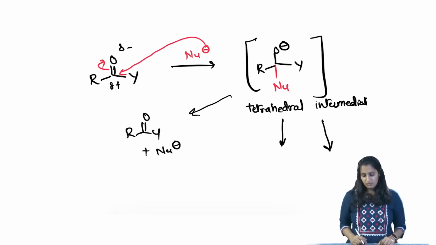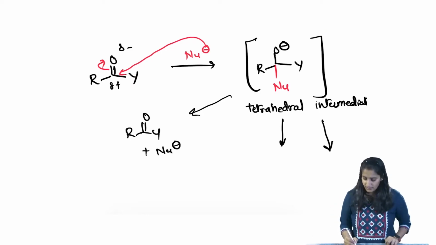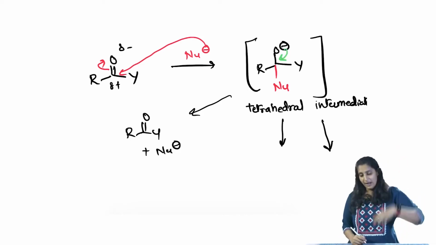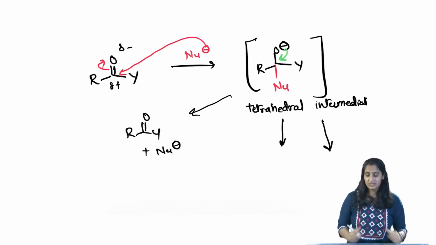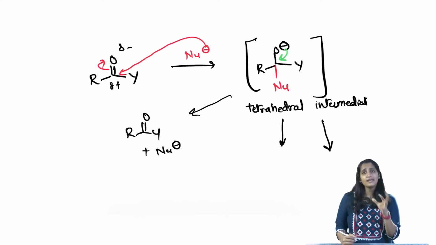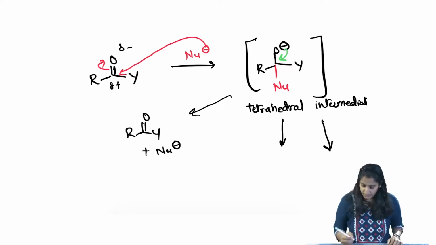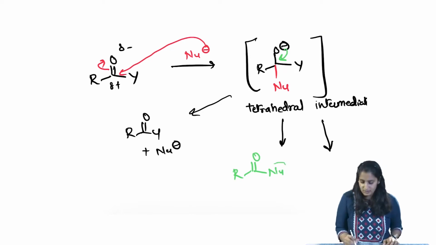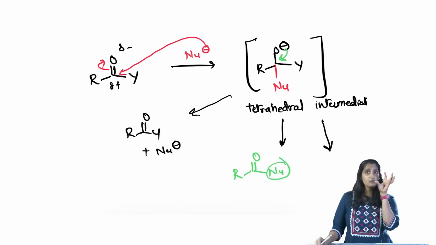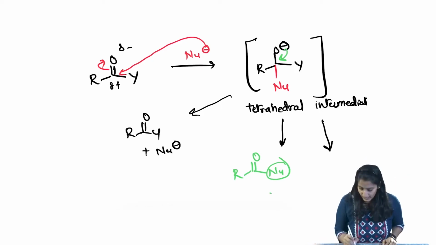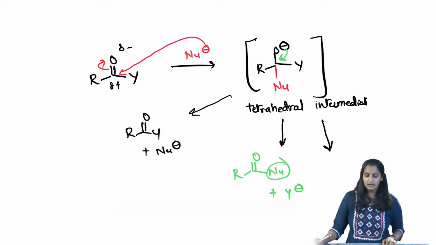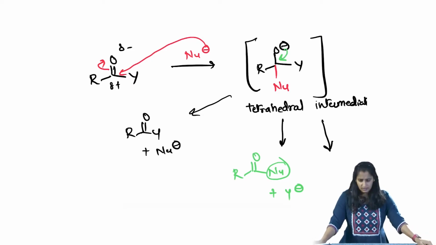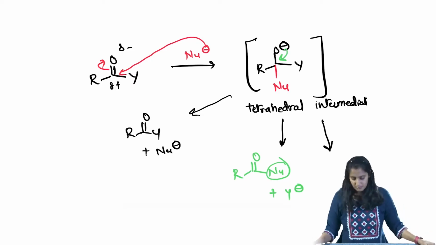Okay. That is one possibility, or what you can do is you can put the electrons back on the carbon, the oxygen reforms the double bond, but if Y is a much better leaving group, then you have now formed a new molecule RC double bond O attached with a nucleophile. So, now you have a substitution. So, instead of Y, you have substituted the nucleophile and you have Y minus as the leaving group. Okay. So, that is one of the possibilities.